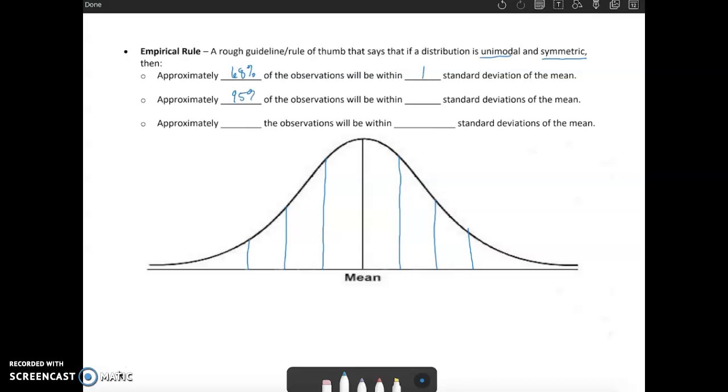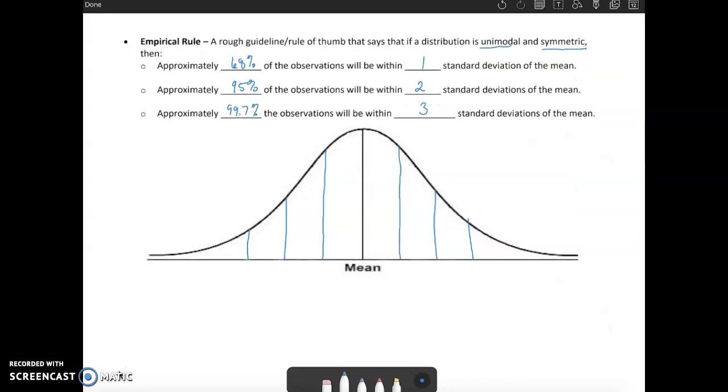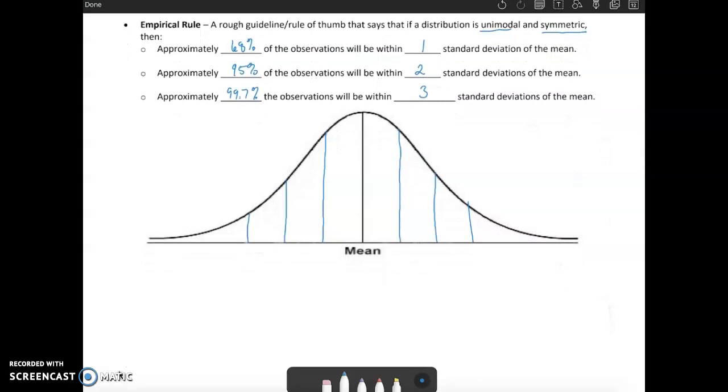Approximately 95% of the observations will be within two standard deviations of the mean. And approximately 99.7% of the observations will be within three standard deviations of the mean. So this is a way that the mean and the standard deviation coupled together really give us a lot of information. What this looks like image-wise is a unimodal symmetric distribution with the mean right in the center.